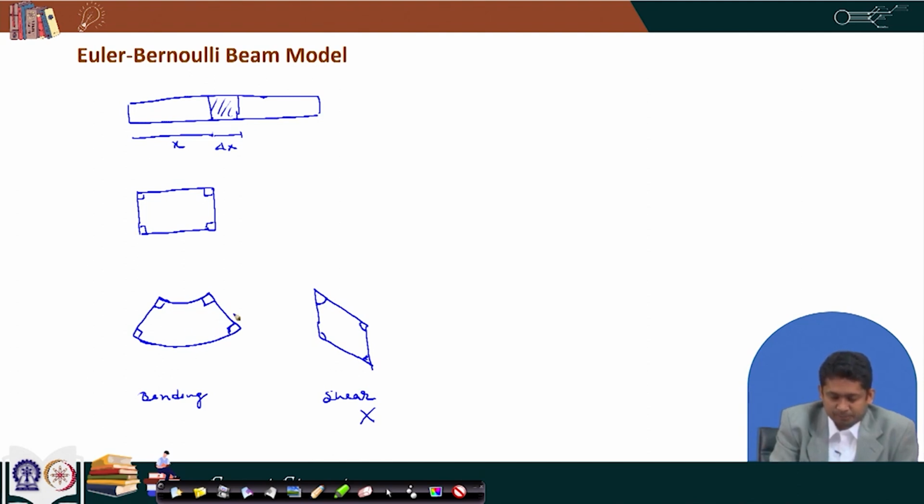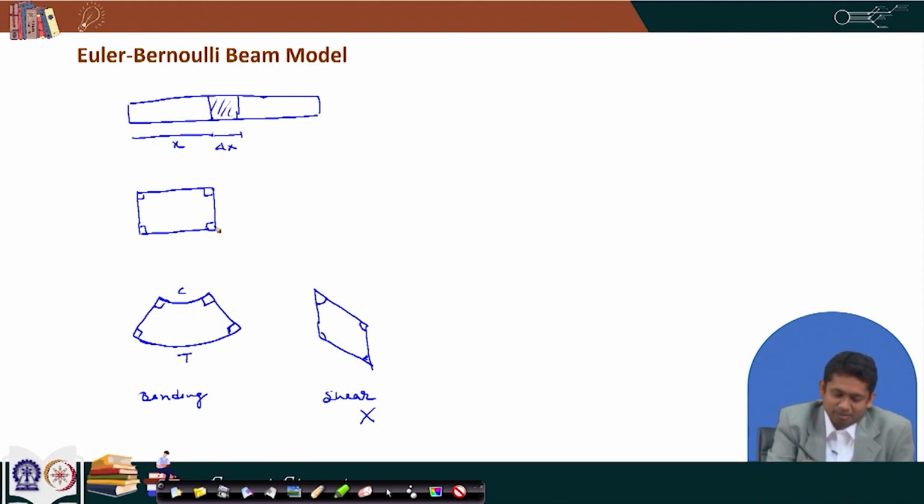Now, if we look at it, we can see that the top fiber here after bending has compressed. So, it is under compression, and the bottom fiber here is under tension because it has expanded. So, the top fiber is under extreme compression and the bottom fiber is under extreme tension, and also the theory says that the thickness of the beam remains same.